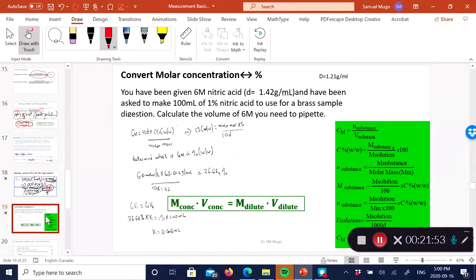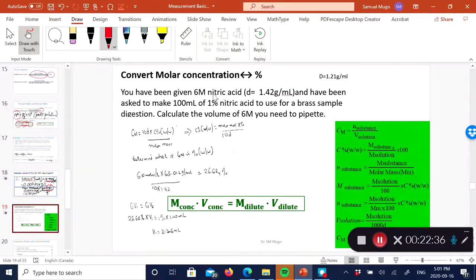Maybe if I can summarize very easily, if I give you a problem like this, where you've been given 6 molar nitric acid, and you've been asked to make 100 mL of 1% nitric acid from the 6 molar concentration. How do you do that? How much of the 6 molar do you actually pipette into the 100 mL volumetric flask?